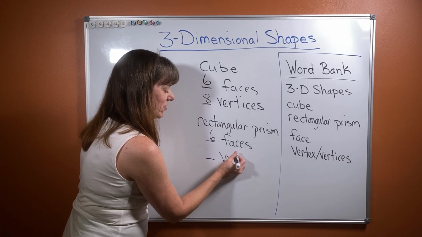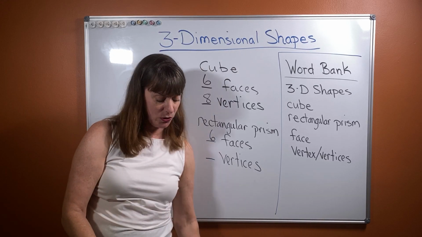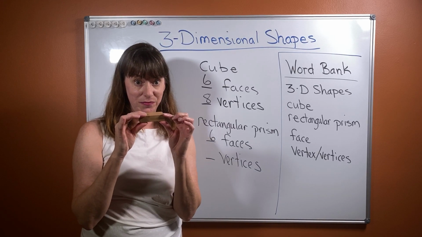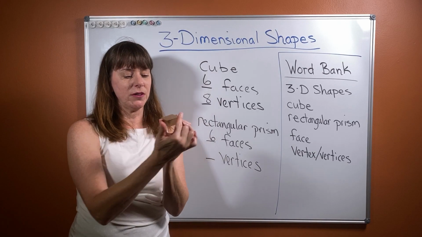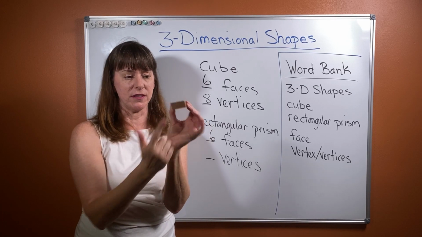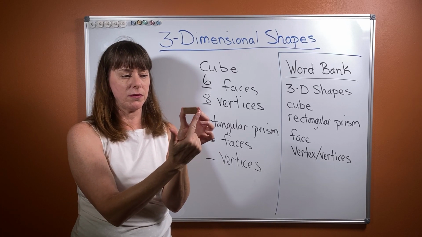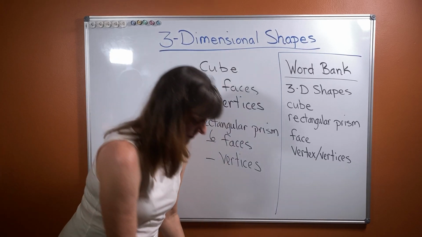Any predictions on how many vertices, how many corners a rectangular prism will have? Think. Okay. So we're going to look at the 2 ends. So we're going to do the corners on this end and then the corners on this end. So here we go. 1, 2, 3, 4, 5, 6, 7, 8.